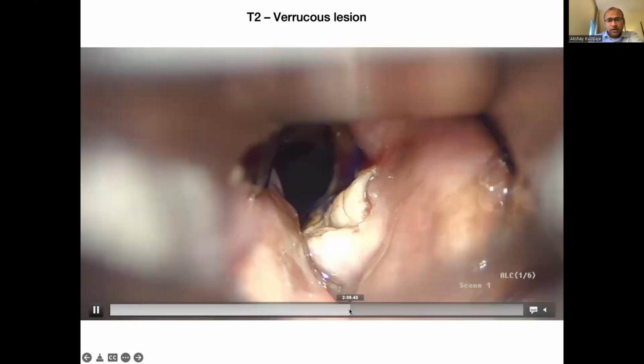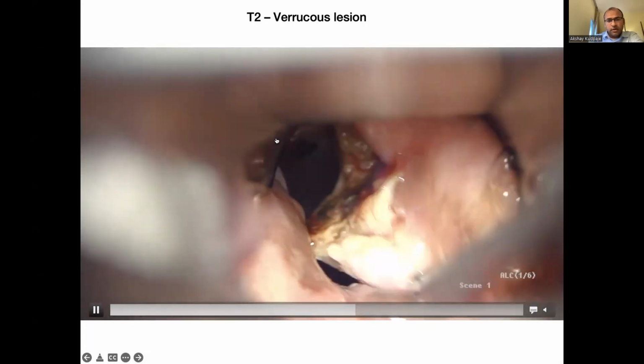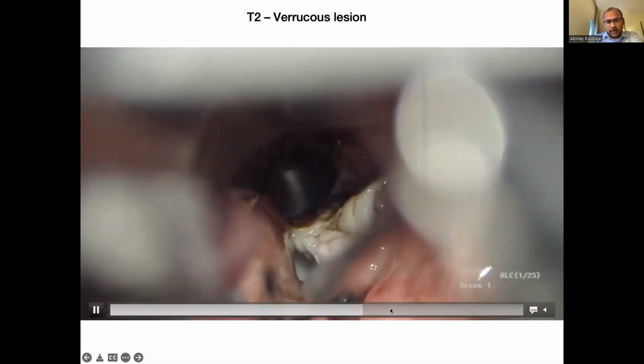And then once we finish the anterior part, we push the endotracheal tube forward by placing the laryngoscope and then suspending it, and then go around and excise these lesions.